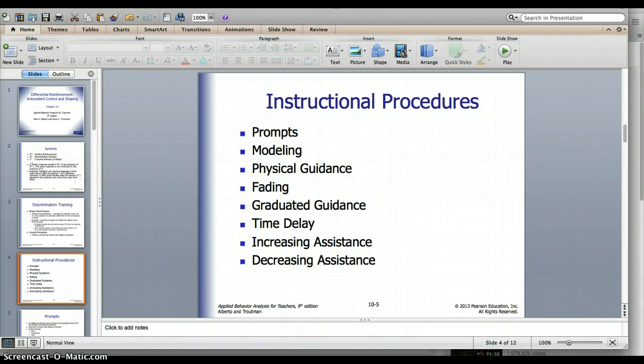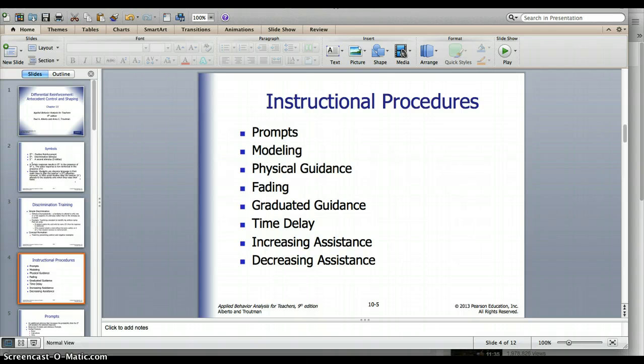Some students, we can completely fade guidance, like the example of helping a 5-year-old hold a pencil to write the letter A. Over time, we fade back our prompt and then provide no prompts at all, and they make that letter independently. We can provide graduated guidance for students.